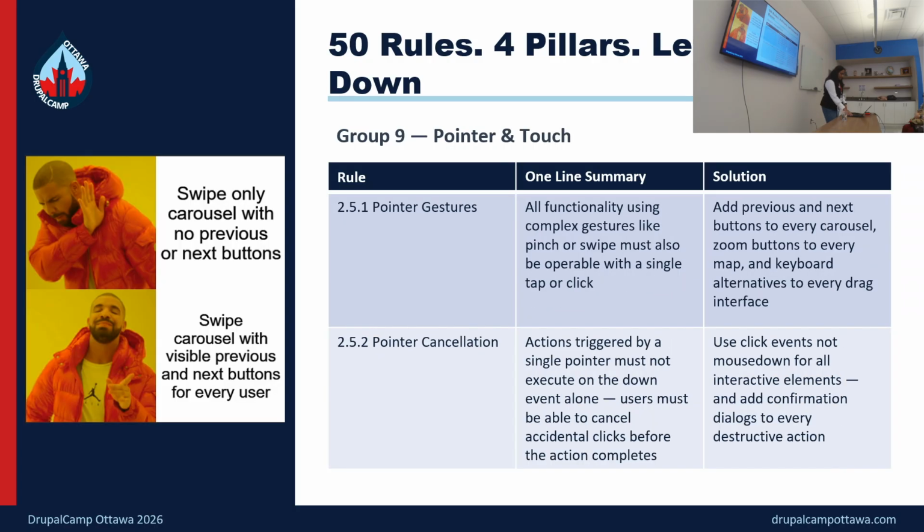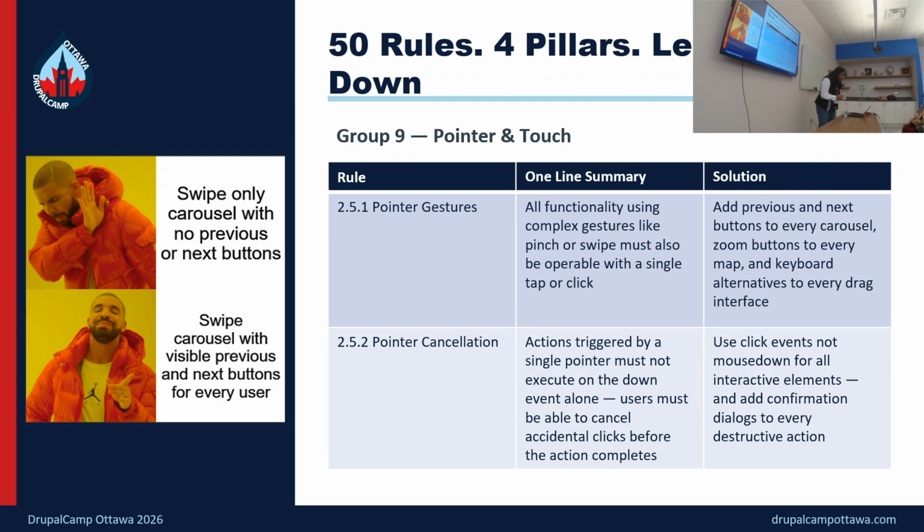Then moving on to the next group, that is pointer and touch, the ninth group. The first rule here is 2.5.1, pointer gestures. All the functionality using complex gestures like pinch and swipe must have some button so that they can be operated by people who are disabled or are not able to do the pinching gesture. You can see it in Google Maps. That's a classic example. You can pinch into the map, or you have plus and minus buttons at the bottom. Another example, carousel sliders: add the navigation buttons, and you're good with that.